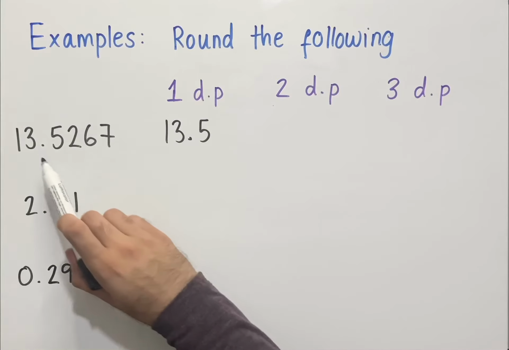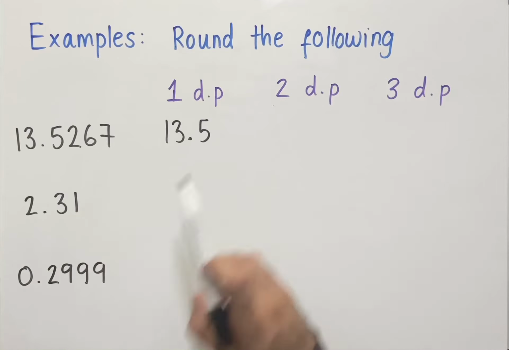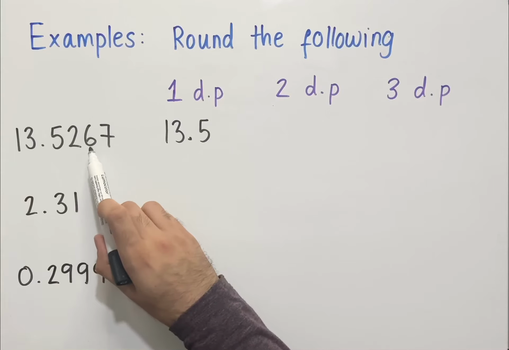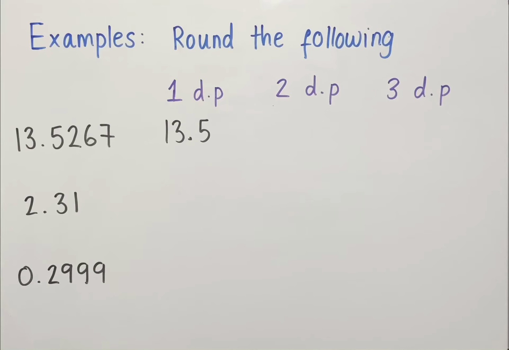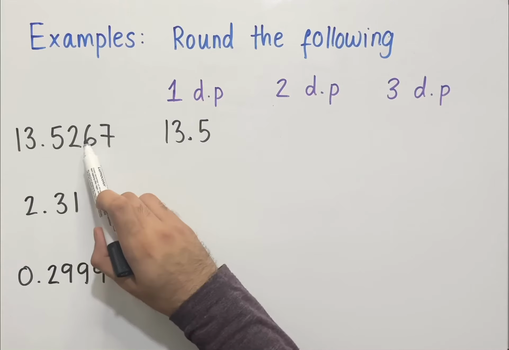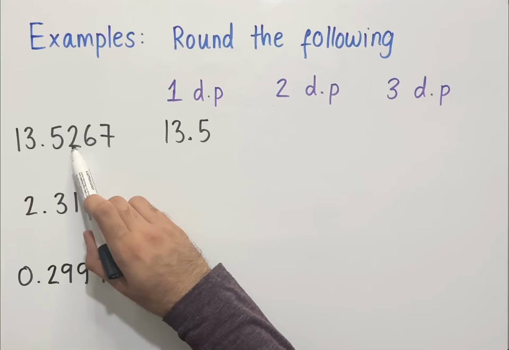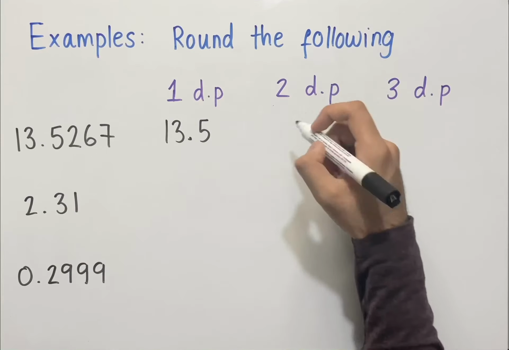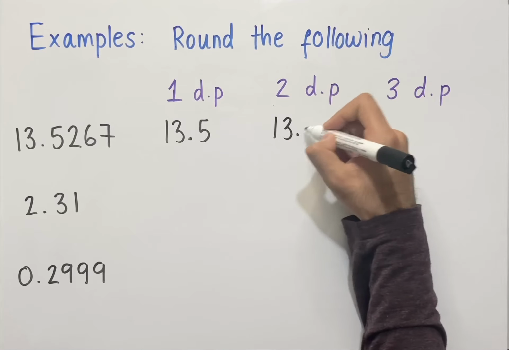Now let's round 13.5267 to 2 decimal places. Since we're trying to round to 2 decimal places, we need to look at the digit in the third decimal place, so that's 6. And now since 6 is 5 or more, we round up. So we add 1 to the previous decimal place, that's the 2. And so this number to 2 decimal places is 13.53.